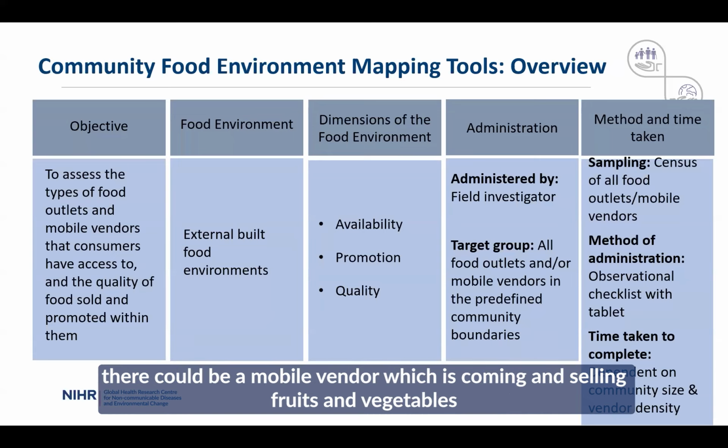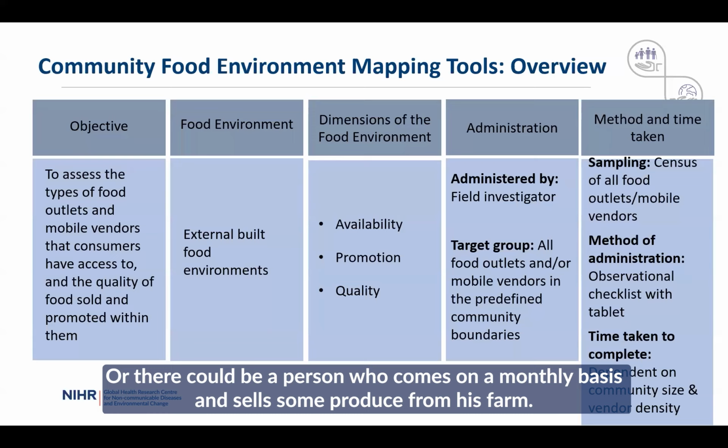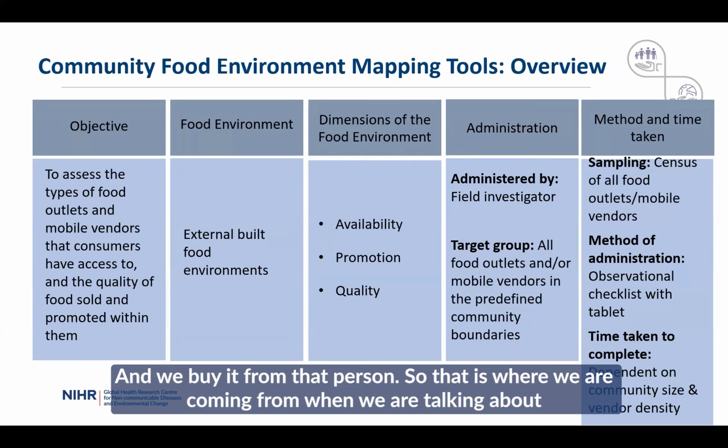There could be a mobile vendor who comes and sells fruits and vegetables. There could be a small corner shop or a tuck shop situated a two-minute walk from my house. Or there could be a person who comes on a monthly basis and sells some produce from his farm, and we buy it from that person. So that is where we are coming from when we are talking about community food environment mapping.